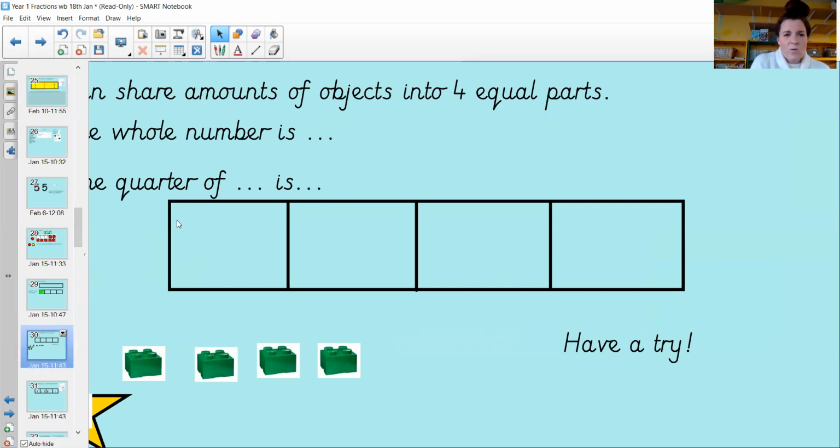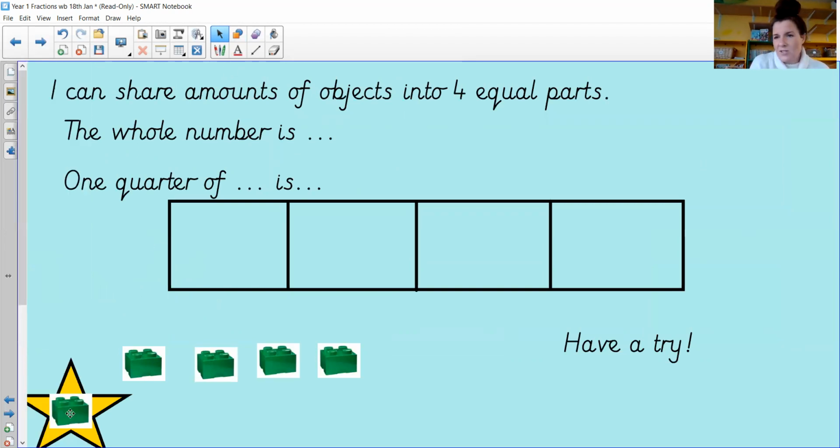Now, today, my counters are Lego pieces. So these are the counters I'm going to be using. And what we're going to do is I'm just going to talk you through how we can find out what 1/4 of an amount is. Okay, so I can share these objects into 4 equal parts. Okay, so let's have a look.